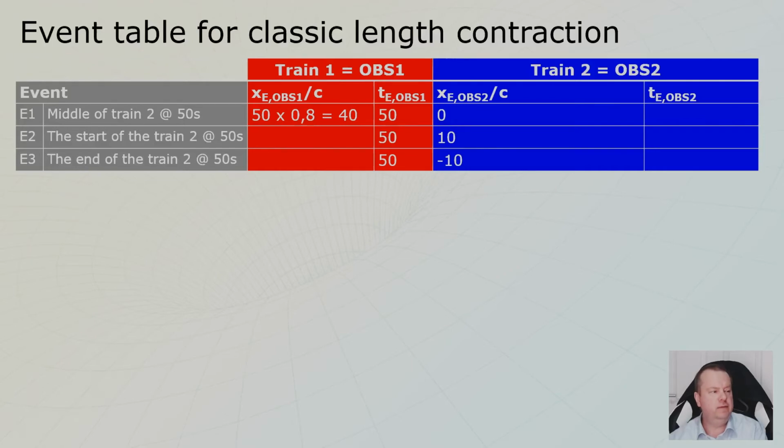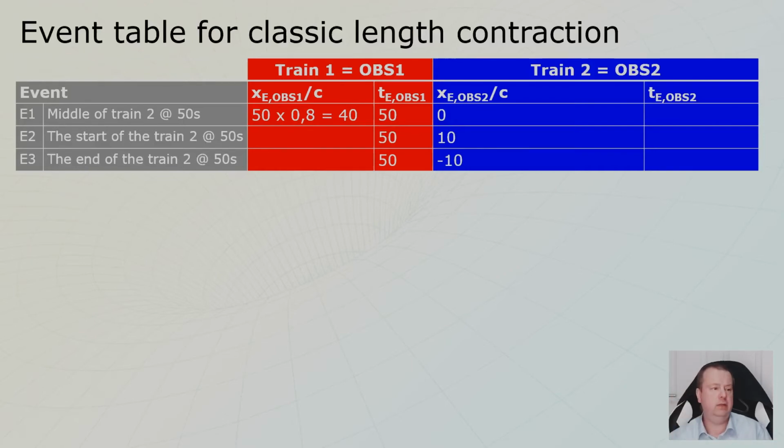these are the events from the perspective of observer 2. And observer 2 will say the middle of my train. If observer 2 is in the middle of the train, he will always say this is 0. Event number 2 will be the front of my train, which is always 10 meters in front of me, and the back is always 10 meters behind me. Because, you know, my train is not moving. It is 20 meters no matter what someone else is saying.